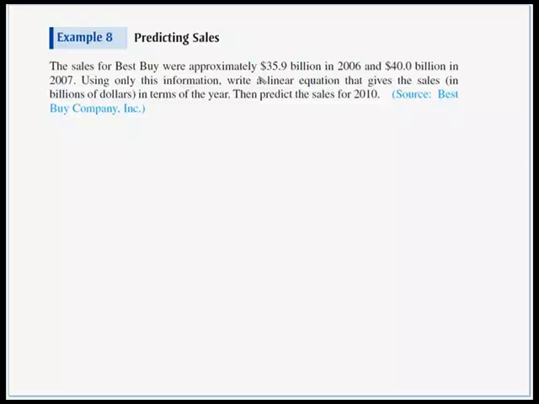So let's see. What do we have here? Basically 2 points. And let's see. How should we do this? Yeah, these are 2 points in the plane.